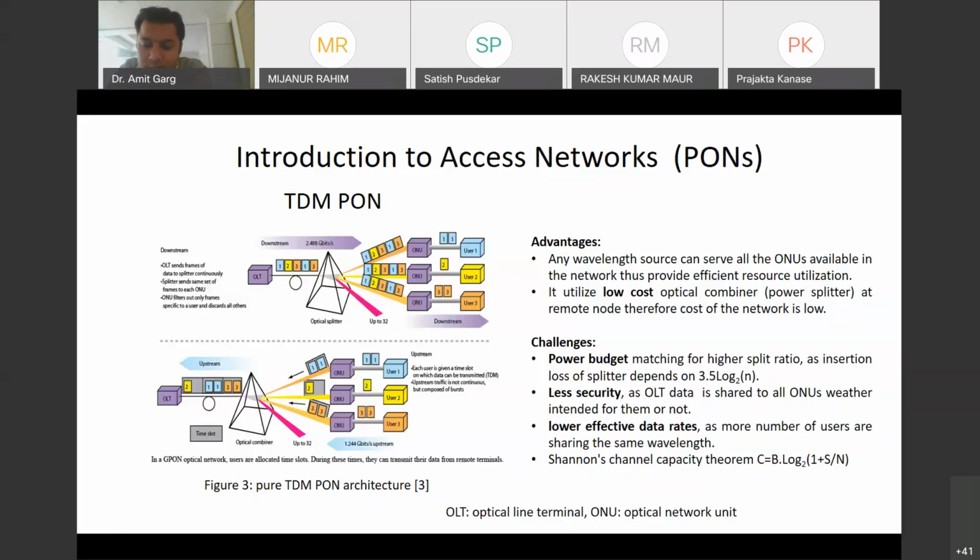So what does it mean? Basically, if you see the Shannon channel capacity theorem, that is C equals B log base 2 of (1 plus SNR), the signal to noise ratio. So if we increase the splitting ratio, then the signal to noise ratio will decrease, and as the signal to noise ratio decreases, the channel capacity will also decrease. So this is the limitation.